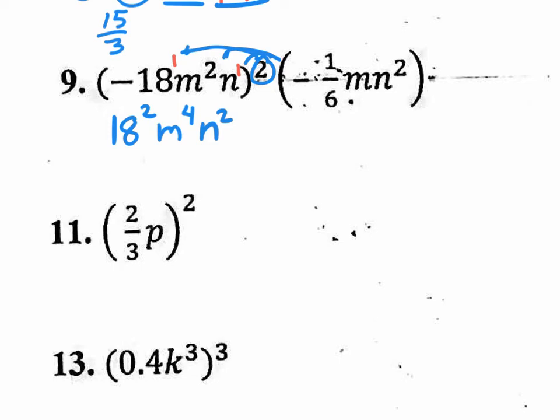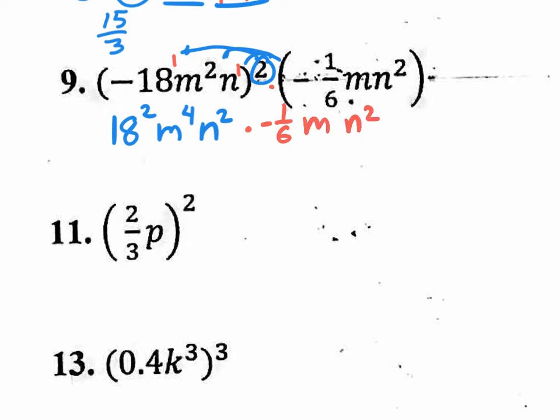Now, on the second parenthesis, there's nothing to distribute. So I could just bring everything down, and that's what I'm going to do. I'm going to bring down the multiplication that's between the first parenthesis and the second parenthesis, and then I'm going to bring down the -1/6, bring down the times m, and then bring down the times n squared.